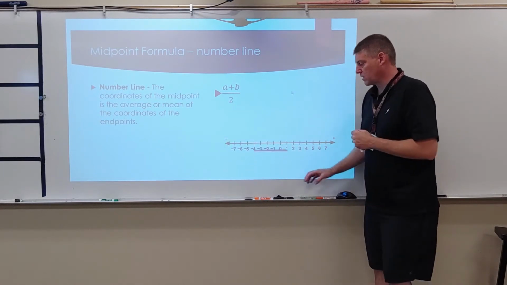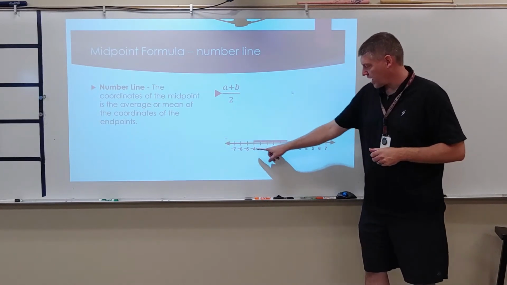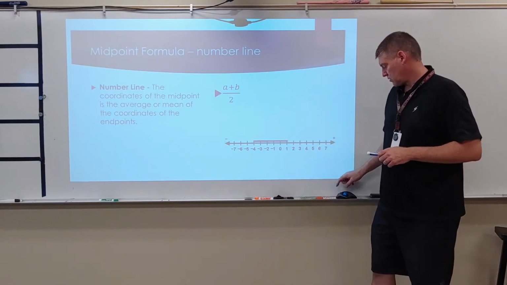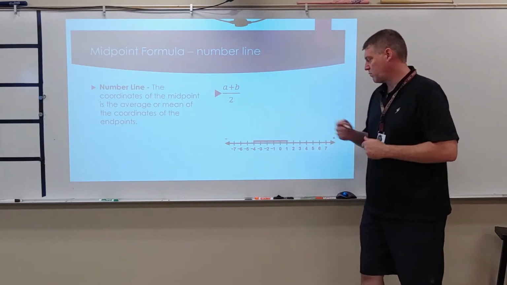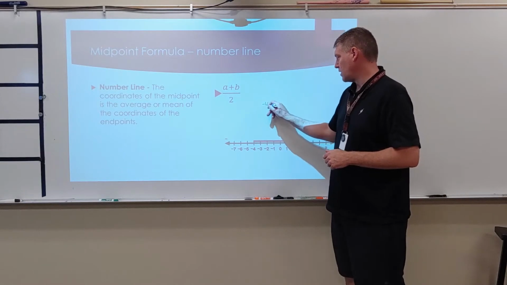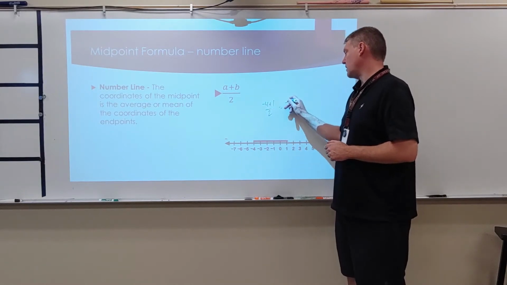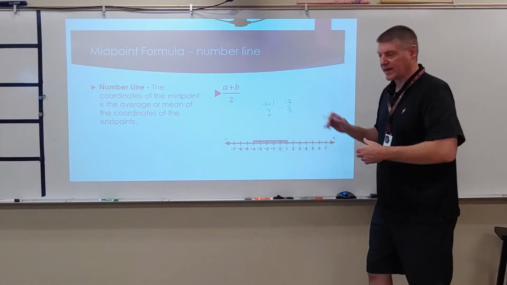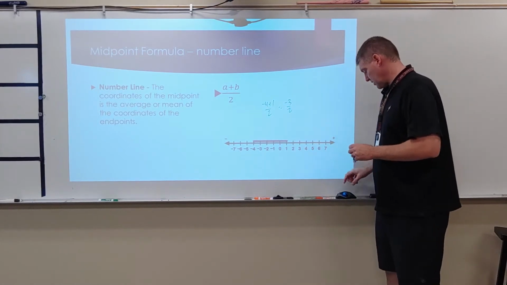So here's our coordinate plane here. So here I have it at -4 and 1. If I'm going to find that midpoint, what I'm going to do is go -4 plus 1 over 2, which is -3 over 2. You could write that as a decimal or leave it as a fraction.